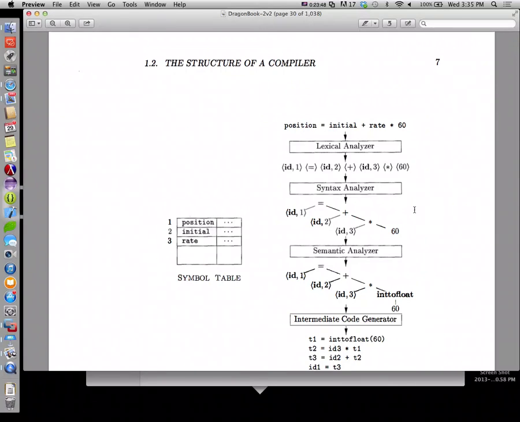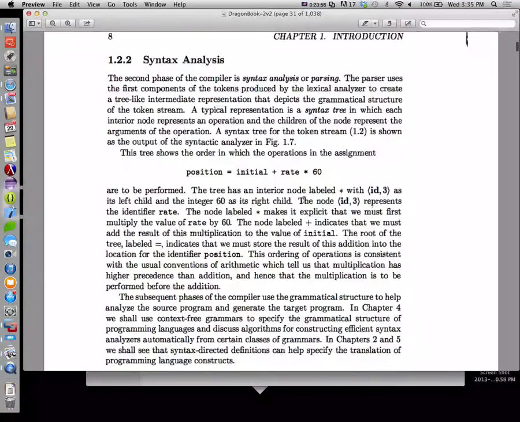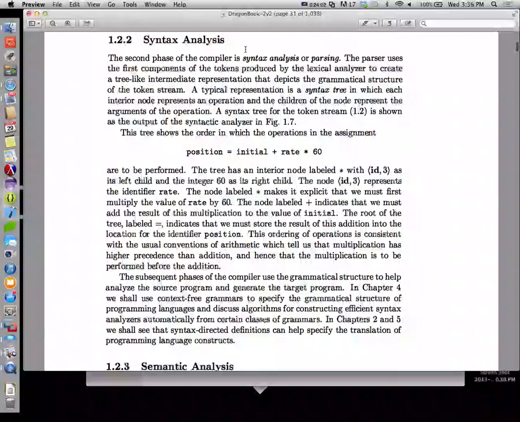All right. What does the semantic analyzer do? Let's look at this section on syntax analysis first. So second phase of the compiler is syntax analysis or parsing. Oh, we like parsing. The parser uses the first component of the tokens produced by the lexical analyzer to create a tree-like intermediate representation. Okay? So far, so good, right? Our algorithm was on par with that. Didn't have a tree, made a tree. Okay?